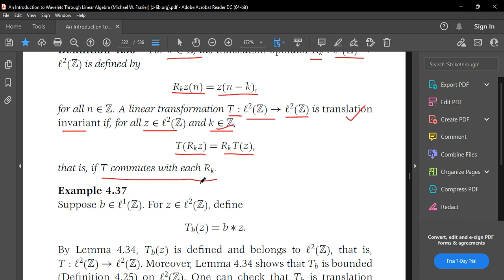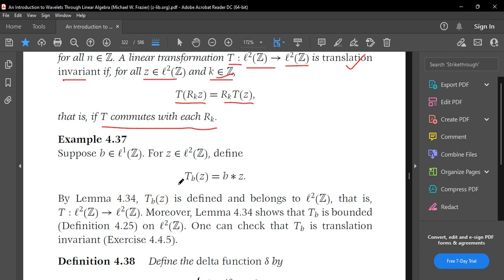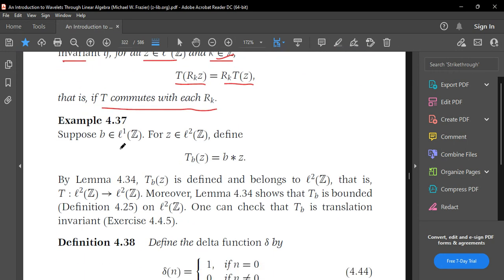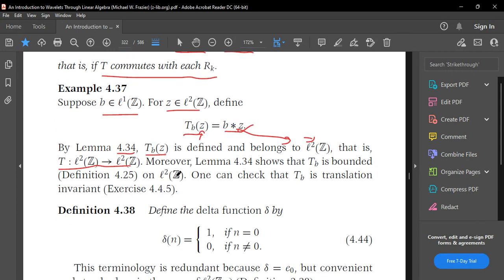As we have seen, this is similar and analogous to the earlier part. Suppose here B belongs to L1 of Z, Z belongs to L2 of Z, defining TB of Z. What is TB of Z? It is B star Z. By lemma 4.31, this TB of Z equal to B star Z belongs to L2 of Z. That is, T from L2 of Z to L2 of Z, because the image is also in L2 of Z and the input is also in L2 of Z.